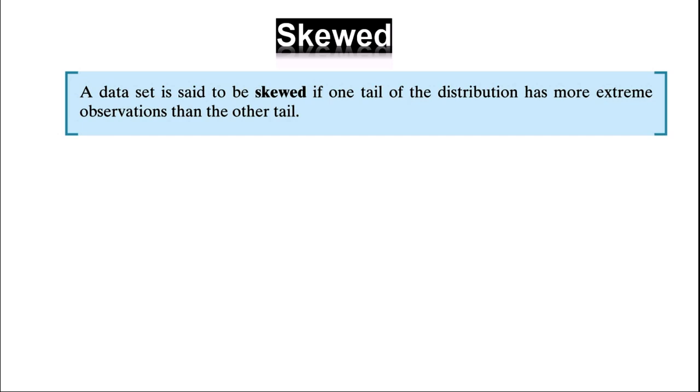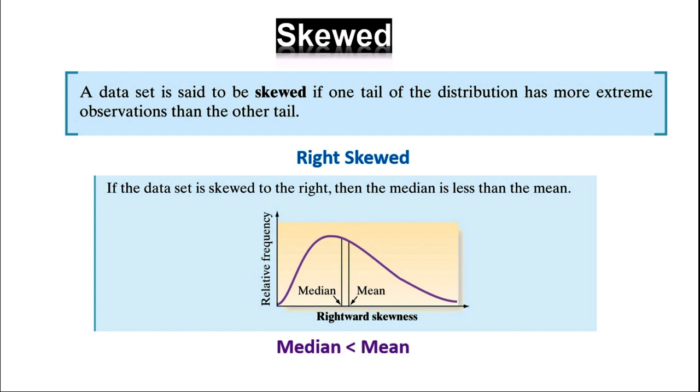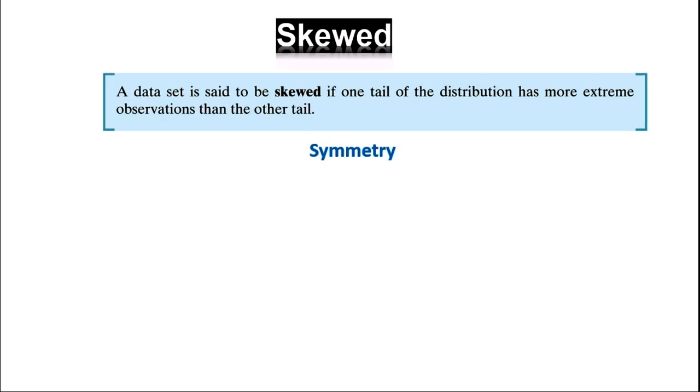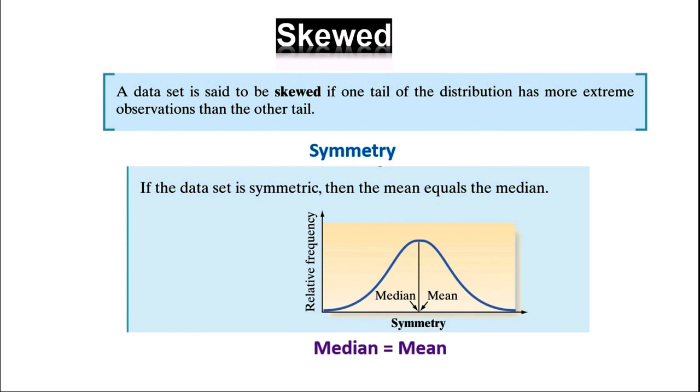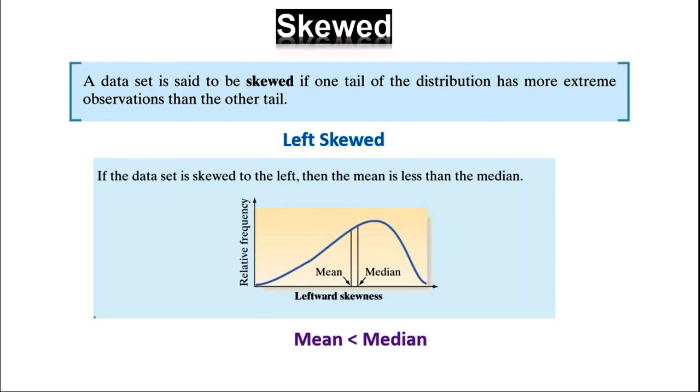Sometimes the dataset will be skewed if one tail of the distribution has more extreme observations than the other tail. If the mean is on the right side of the median, we say that it is right skewed. That is, the mean is larger than the median. If the mean equals the median, the dataset is symmetric. If the mean is on the left side of the median, we say that it is left skewed. That is, the mean is smaller than the median.